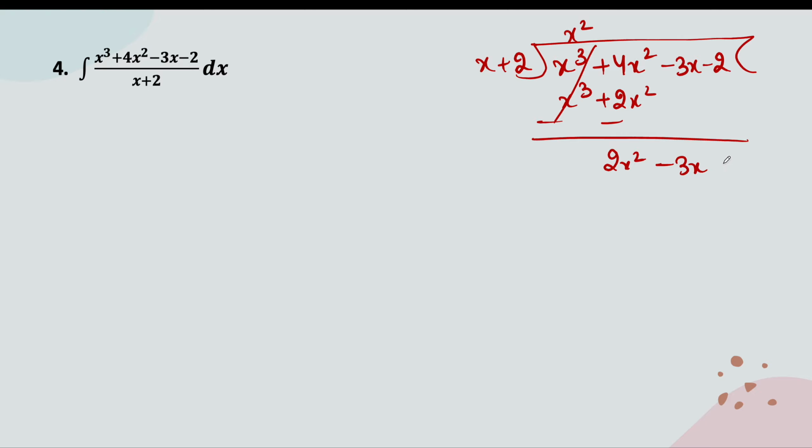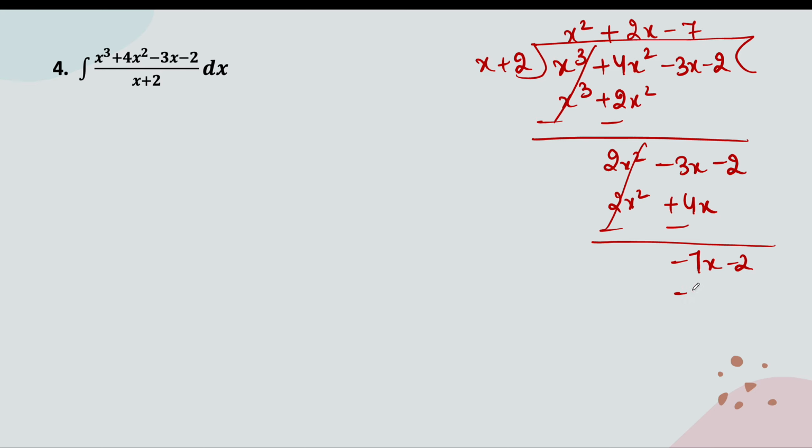2x square minus 3x minus 2. Now just write plus 2x because we want 2x square to form. So 2x square plus 4x, change the sign, cancel, minus 3 minus 4, that is your minus 7x minus 2 as it is. Now we want minus 7x, so just write minus 7 over here, so that would be minus 7x, and 2 into minus 7, that is minus 14. Change the sign, so cancel.